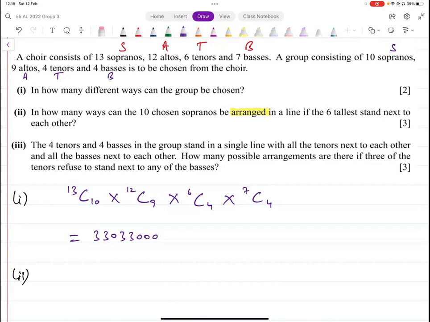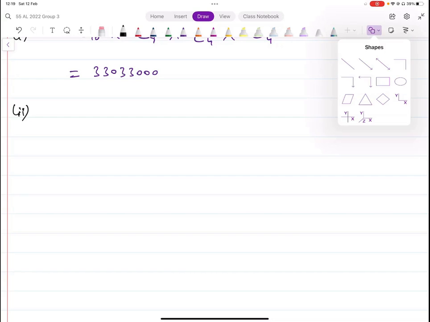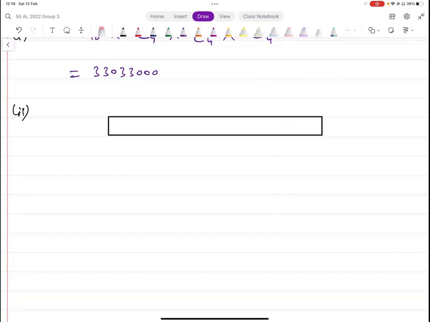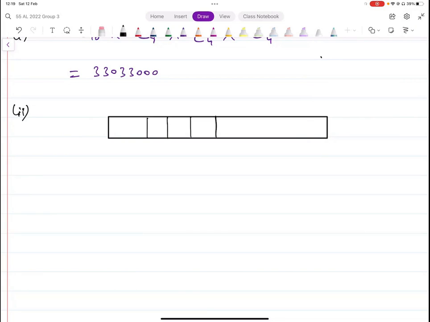So what do we do? We've got 10 people in total. How many places are they going to stand in? 10 places. So we can think of it like this. We've got 1, 2, 3, 4. We've got 10 boxes like this. There are 10 places that we have.